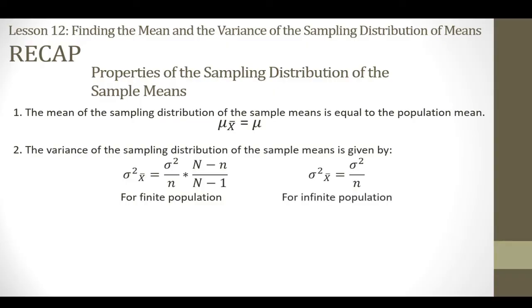Kaya it's always a precaution to read the problem first. Baka kasi mamaya, infinite yung population. Hindi naman pala kayo dapat maghanap ng number ng population. Ayan. Kuha ba? Okay, good.